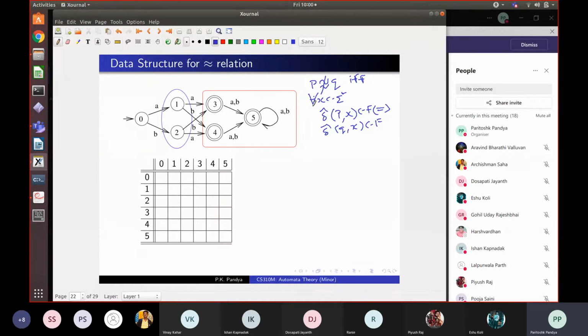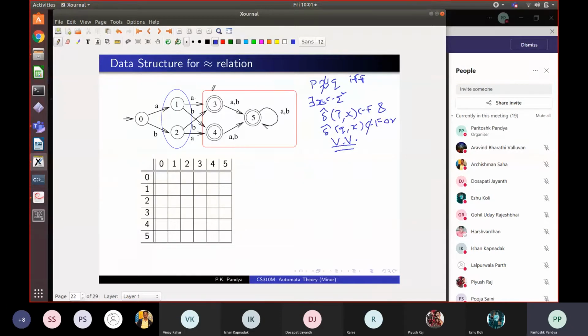We will say there exists an x belonging to sigma star such that delta hat of p, x belongs to F and delta hat of q, x does not belong to F, or vice versa. So when are two states not equivalent, when are they separable? When there exists some string x which separates them. P leads to a final state and Q does not lead to a final state, or the other way around. This is the idea of two states being separable.